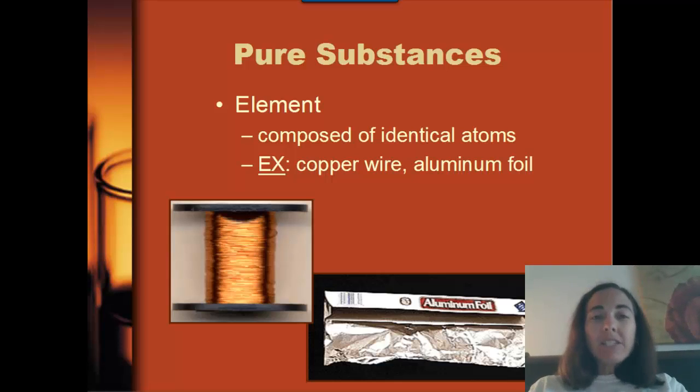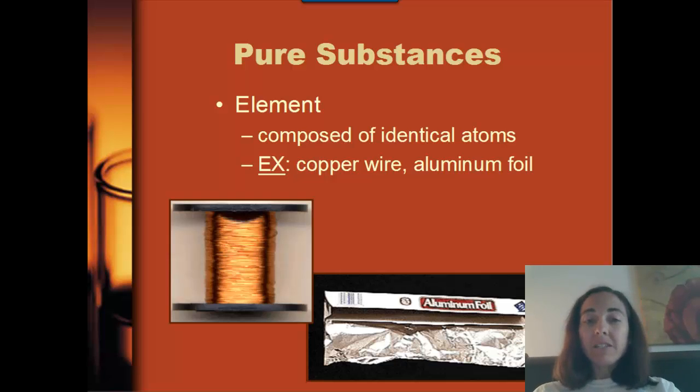Great. Now let's start talking about pure substances. There are elements, like in these pictures, there's a picture of copper wire and aluminum foil. Both of those are elements located on the periodic table, so I know they're made up of just one type of atom.